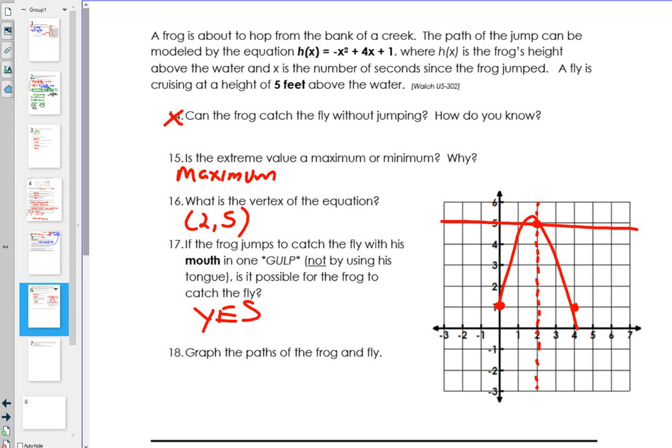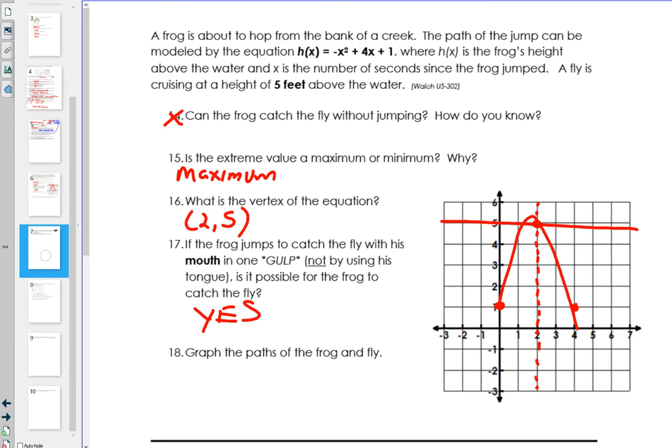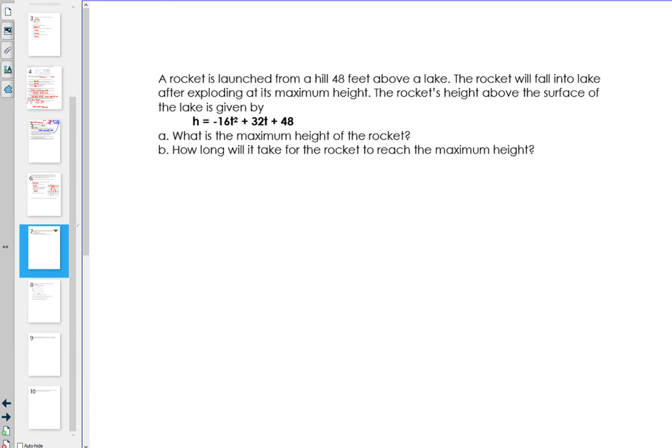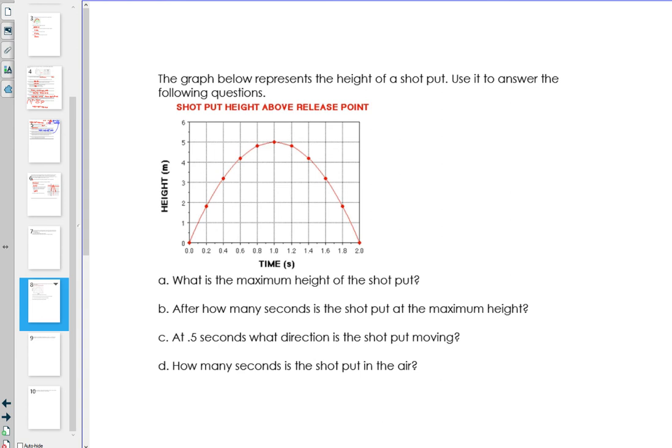See if we can do one more before the ball. No more rockets. Let's see this one here.